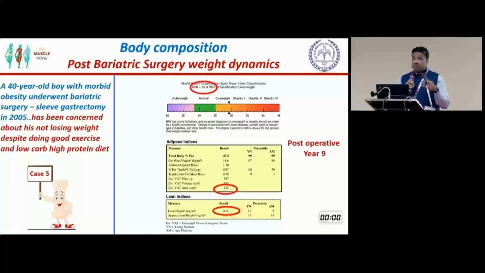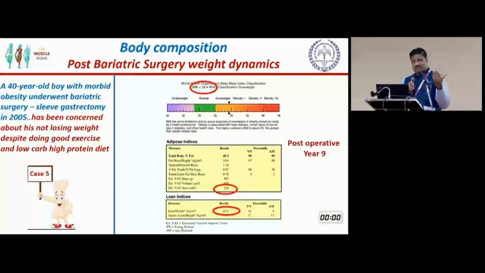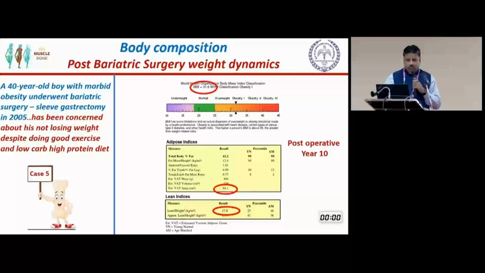So this is another use of body composition, where the weight is increasing, but the healthy weight is increasing, the fat is actually coming down and the muscle mass is increasing. And this is again something that you can do only with the help of body composition.